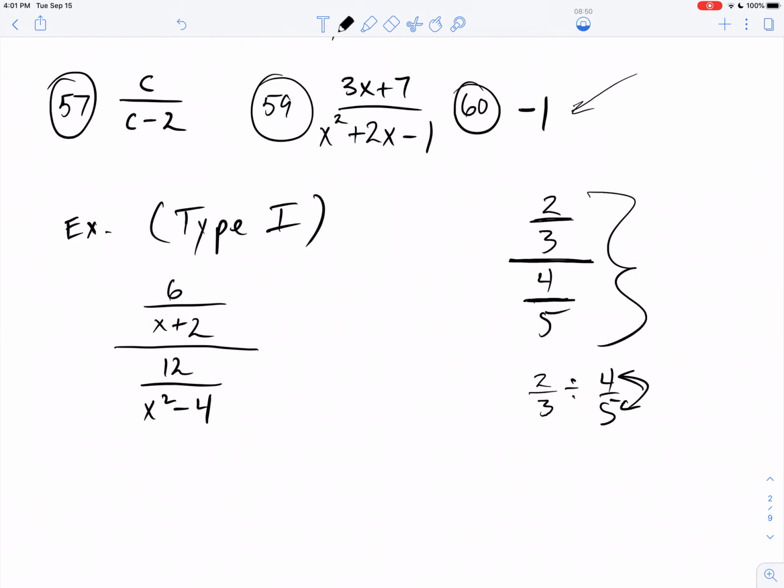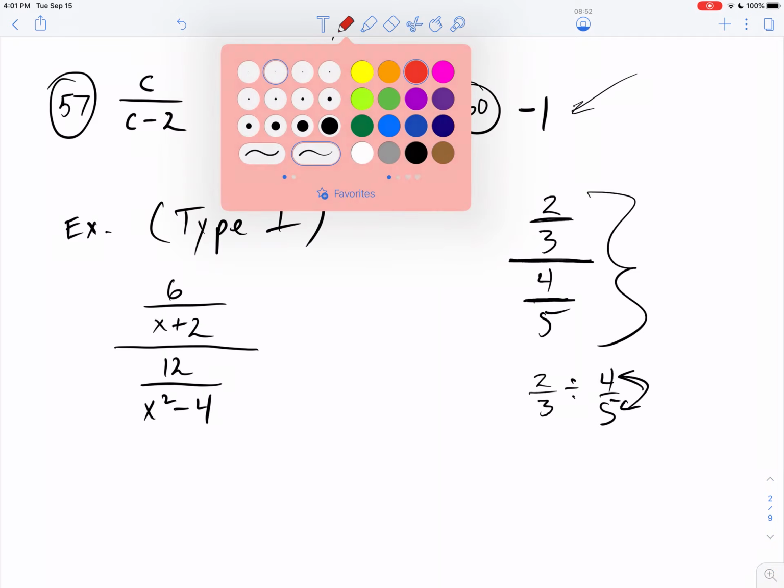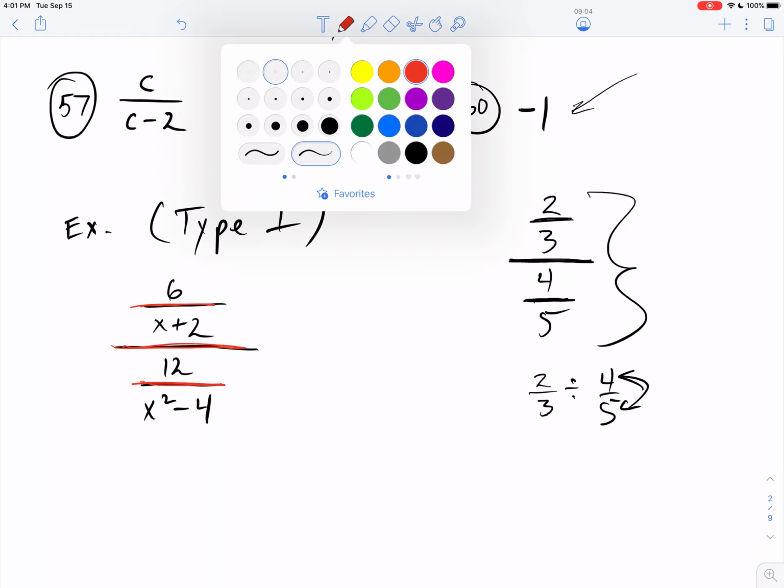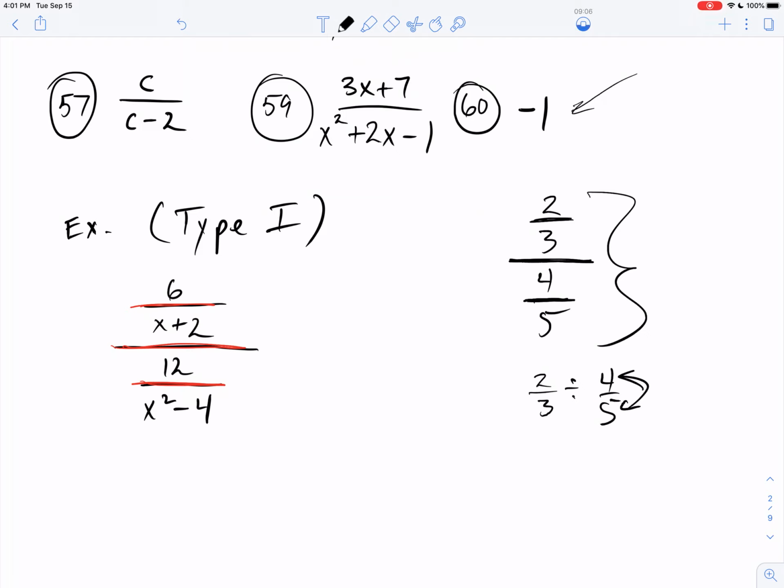So, take a look at this guy. I'm going to use a red pen for a second. There is 1, 2, 3 fraction bars in my original problem, which means this. I am going to treat this type 1 style. So type 1 style, what do you do? It's very simple. Rewrite in division format.